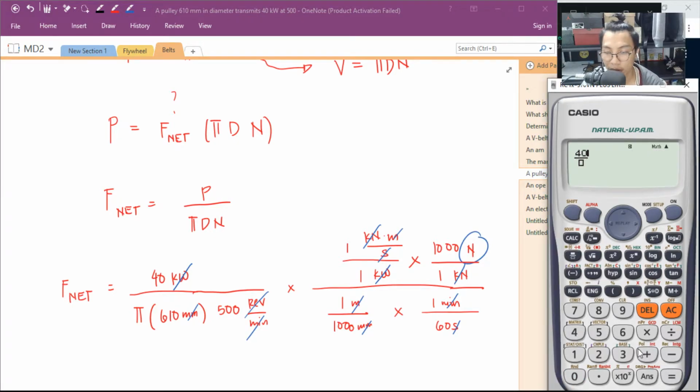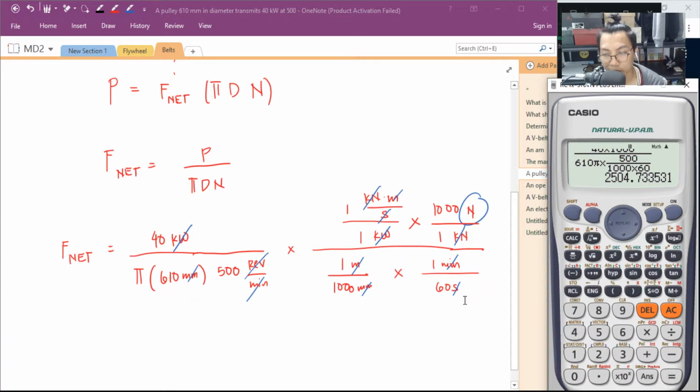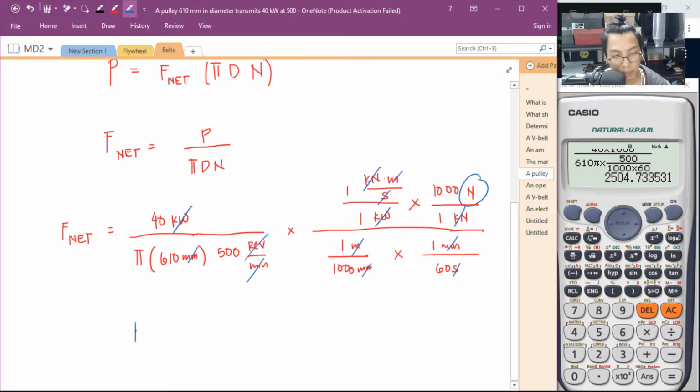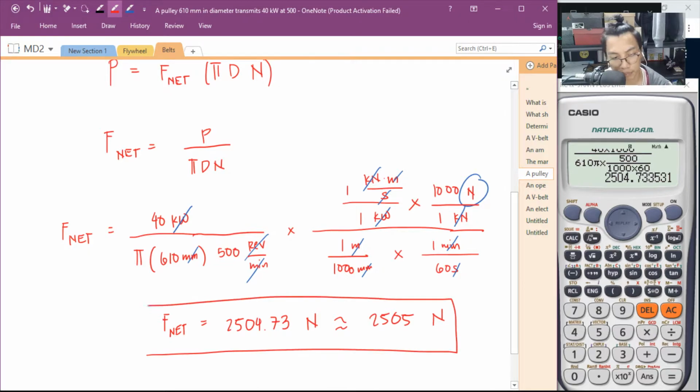Fnet will be 40 times 1,000 divided by 610, shift pi, multiply to 500, divide natin ng 1,000. Now, the value for Fnet will be, may nakalimutan pa ba ako? Ayun, yung 60 seconds times 60 seconds. Yun. So, that is 2504.73. Fnet will be 2504.73 newtons. Approximately 2505 newtons. That is Fnet. Very basic po.